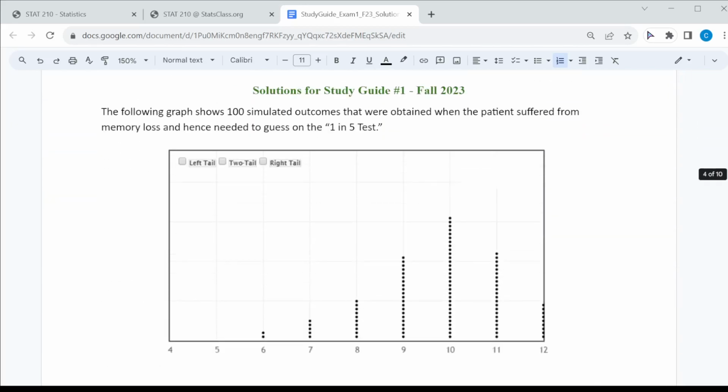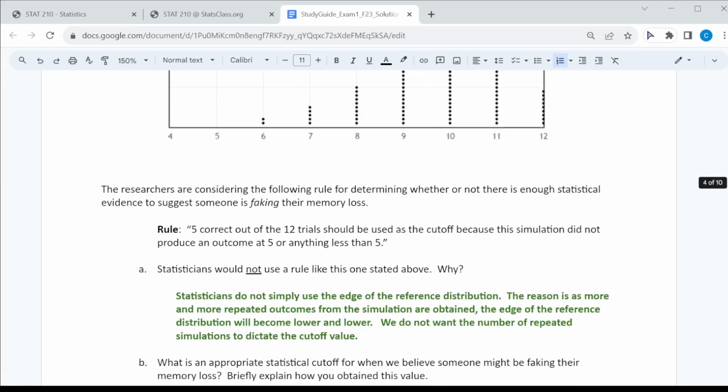Here's what that distribution looks like. So this one is about somebody who came up with a rule that says 5 out of the 12 would suggest that they are faking their memory loss. So this is asking about faking their memory loss. We don't want to use that edge of the distribution.